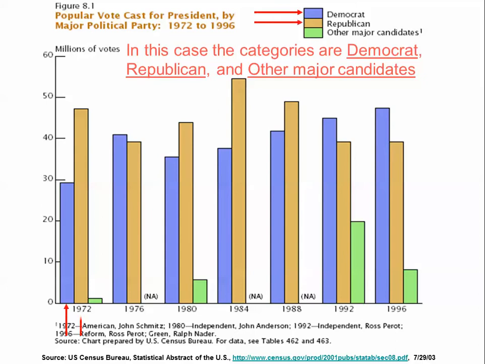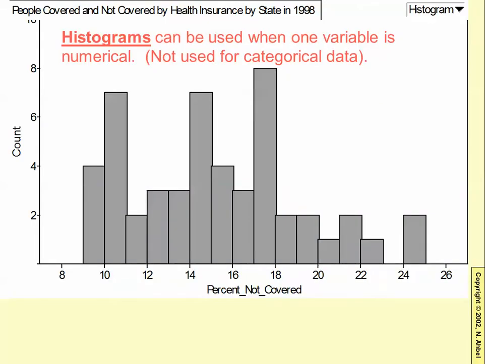In this case, the categories are Democrats, Republicans, and other major candidates. And this gives the percentage that each group got in the presidential election. So a histogram can be used when one variable is numerical and it is not used for categorical data. This graph is the people covered and not covered by health insurance by state in 1998.